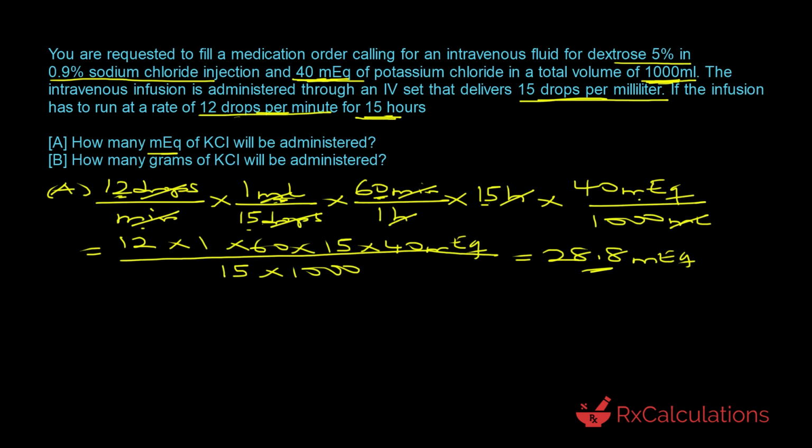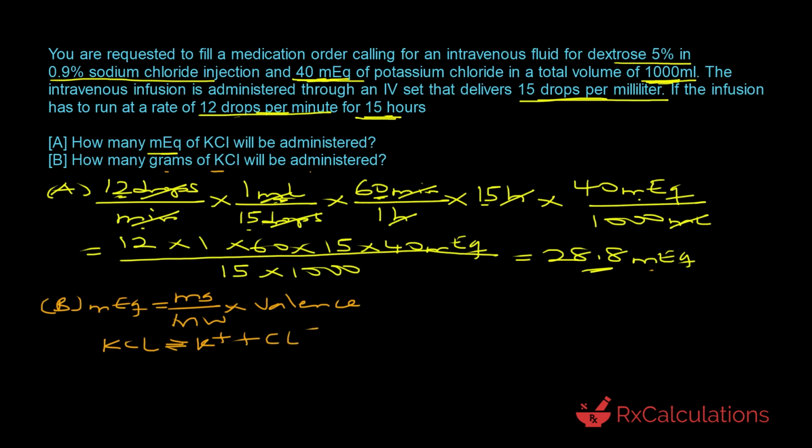Now, to determine the amount in grams of KCl that has been administered, we are going to convert this 28.8 milliequivalents to grams, and we are going to be using the milliequivalent equation, which is mEq equals amount in milligrams divided by the molecular weight times valence. And when you take potassium chloride and you put that in an aqueous environment, it's going to dissociate into the potassium cation and then the chloride anion. And the valence is the absolute charge on either the cation or the anion. So absolute of positive 1 is 1, or absolute of negative 1 is 1. And so the valence of this compound is 1.